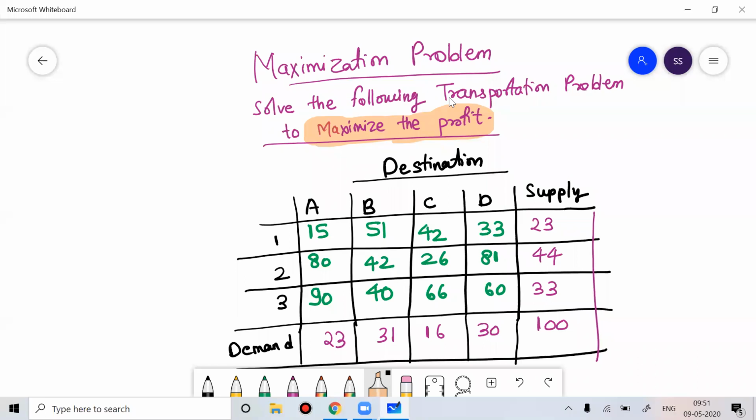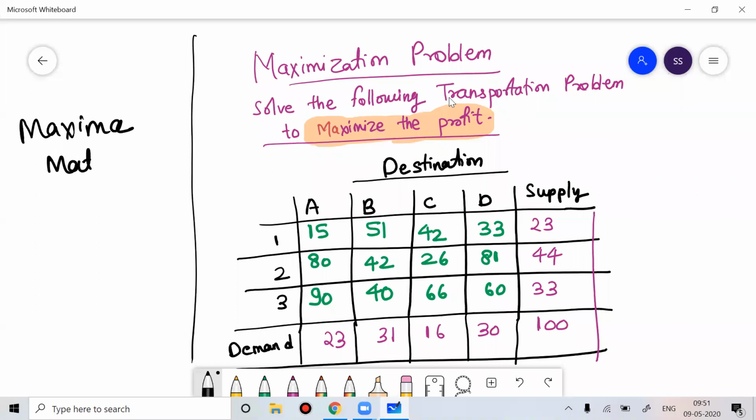Okay, going ahead. Whenever your objective is maxima, you will convert this maxima matrix into a minima matrix. This is the first thing we need to do. In case you forget to do this in the exam, then no matter what you have done after this, the examiner will give you 0 marks.